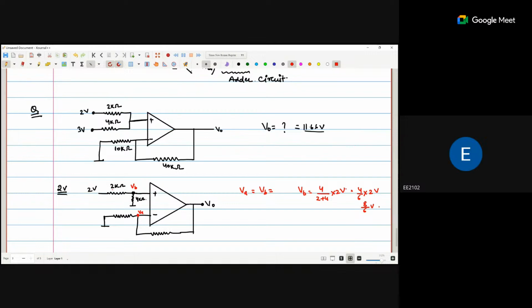Now this VB and VA both are same. Now it is a 10K. It is a 40K. So now can I apply the formula? So V out is directly 1 plus 40 divided by 10. K and K will be cancelled out. Multiply by 8 by 6. So it is 5 into 8 by 6. So 40 by 6.